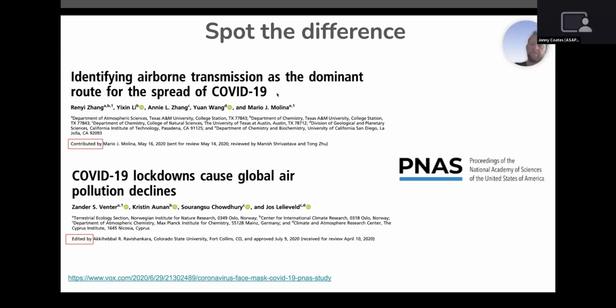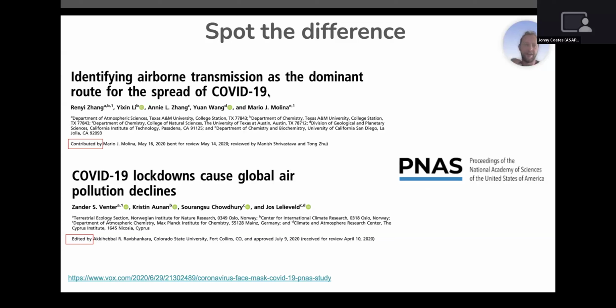This top one was written by a Nobel Prize winner. This bottom one was not. This is the direct track, as they call it. So this is a normal submission. You send your manuscript to the editor. The editor decides if it goes out for review and who the reviewers are. This contributed track is unique to the proceedings journal.